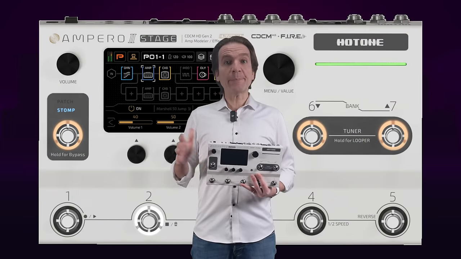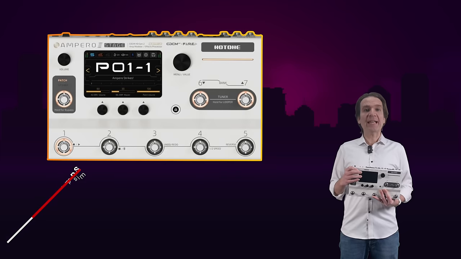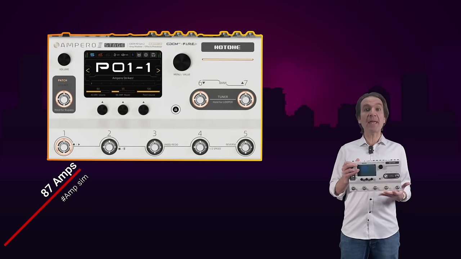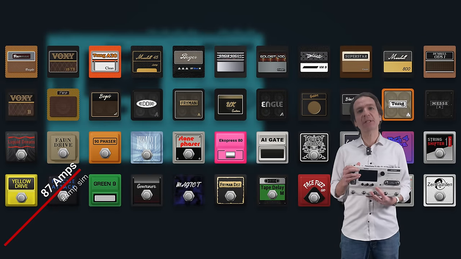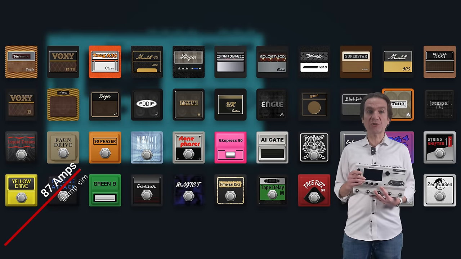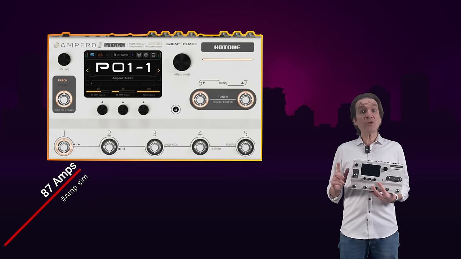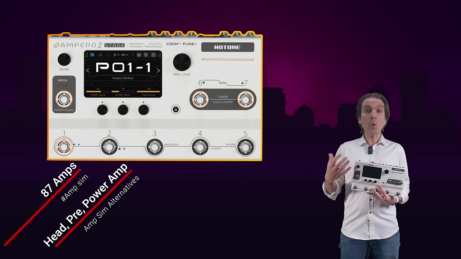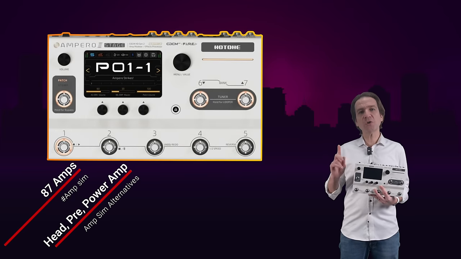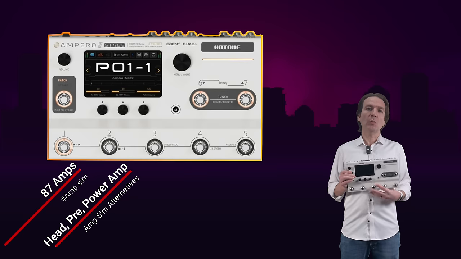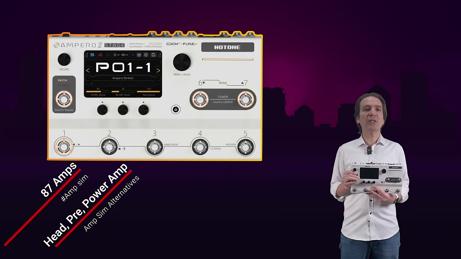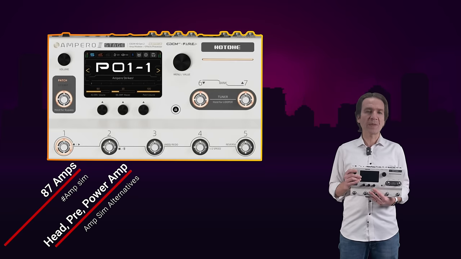Let's now describe the Ampero Stage. We have 87 amps, including many famous and classic amps like Marshalls, Fenders, Voxes, etc. I would also mention that we can use a simulation of a full head amp, but also of just the power amp section, which is a nice feature, especially if you want to pair the Stage with a valve preamp like the Revolt or the Victory V4.